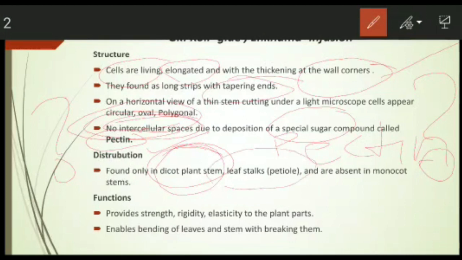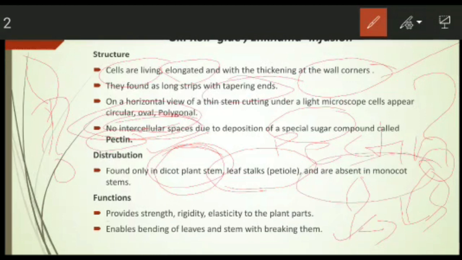Then they are present in the leaf stalks. Leaf stalk means, see, this is a leaf, and the stalk with which the leaf is attached to the stem. This is the leaf stalk, that long part with which the leaf is attached to the stem. The main thing is that collenchymatous tissues are absent in monocots.